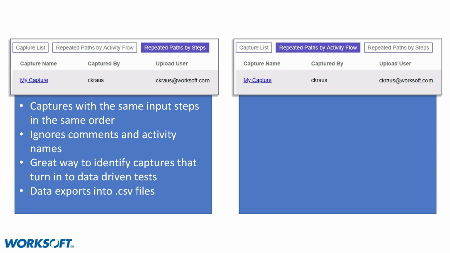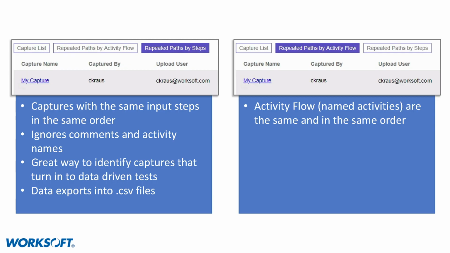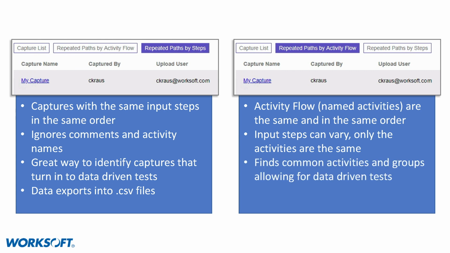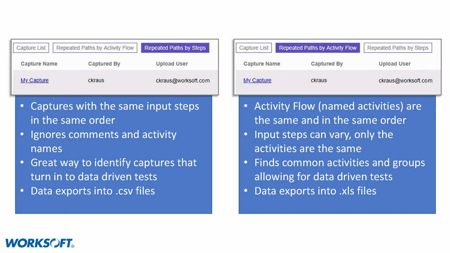Now, repeated paths by activity flow is a little different. It looks at the named activities and finds captures that have the same activities in the same order. The input data can vary, so you can have optional fields. The only thing that is compared is the activity flow itself. This allows you to find a larger group of captures that have similar process-level steps, like create, order, fulfill, bill, but the data is different.